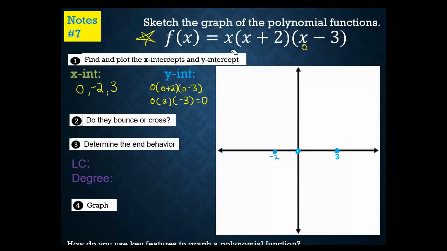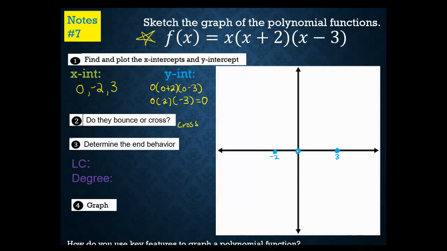Okay, the next question is, do they bounce or cross? These all cross. That means the graph is going to go through, not bounce. And we know that because none of these up here have exponents of 2 or 3 or anything. The exponent it does have is a 1. It's hidden. But there's no x squared or x to the third. So there's no bounces. They all cross.